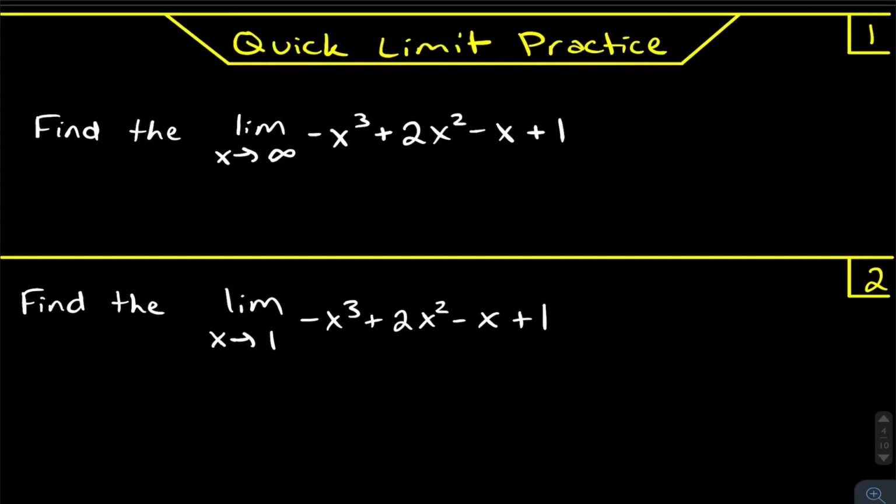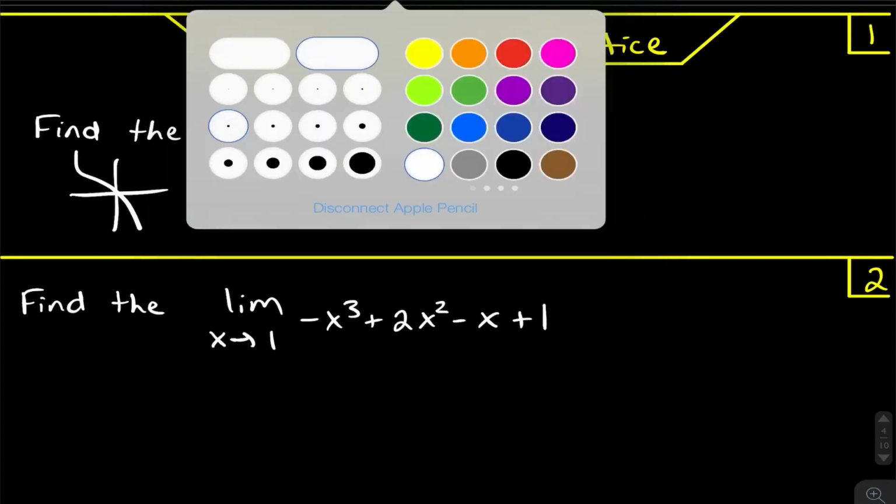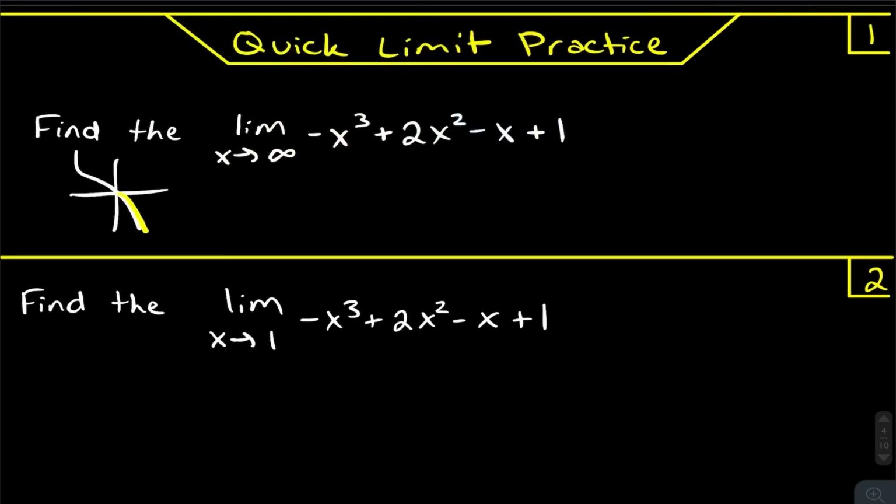And here, when we have the graph of an x cubed, we know that it starts looking like this. But since it's negative x cubed, we know that it looks like this. And so as x approaches infinity, as we move along this graph in the positive x direction, we are going down.